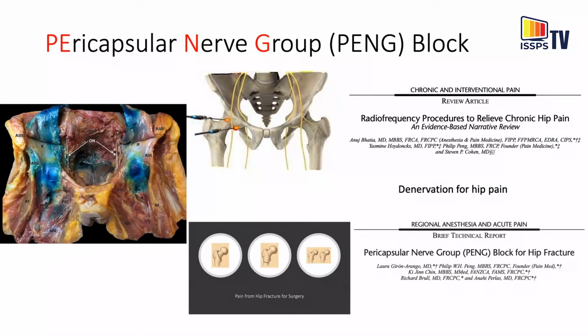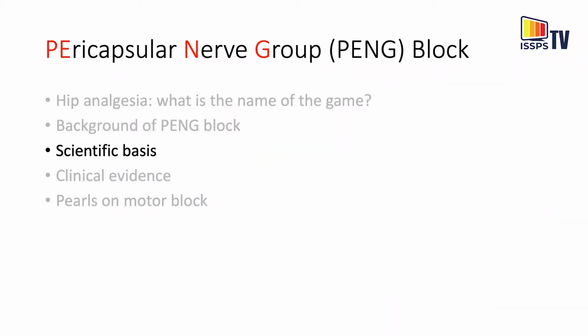For anesthesiologists, we can put a lot of local anesthetic around the anterior capsule, and then we can use it for preoperative pain control for hip fractures. That is the reason why we developed this one. Is there any scientific basis?